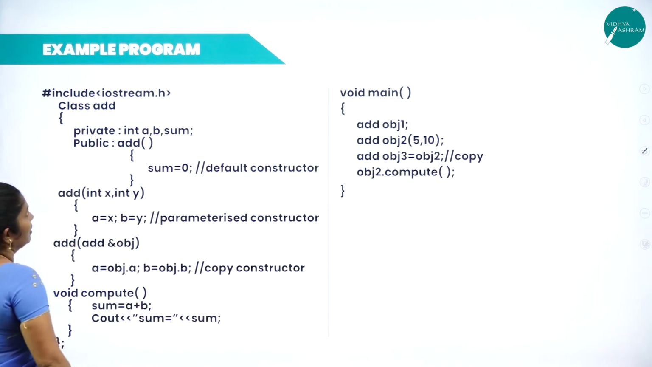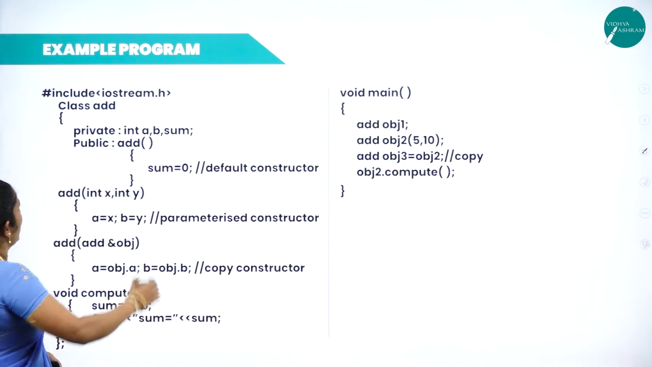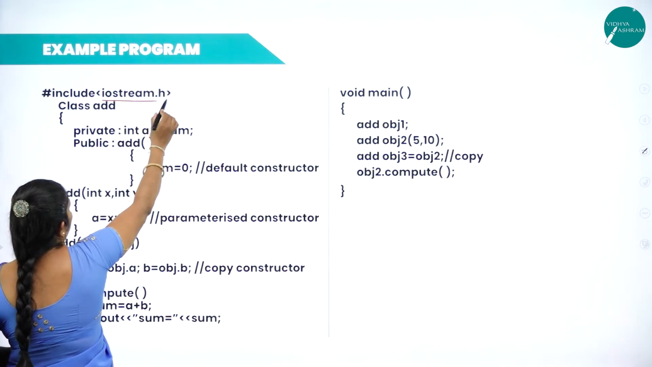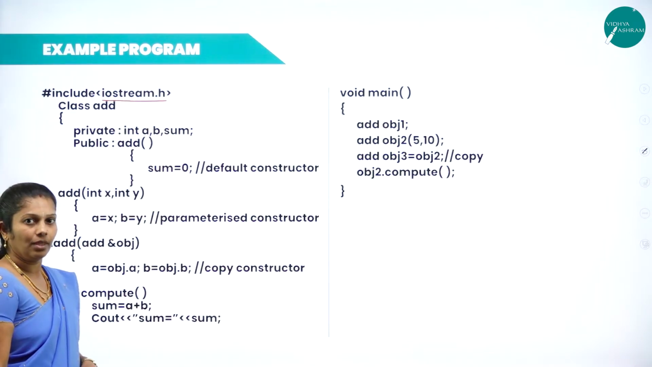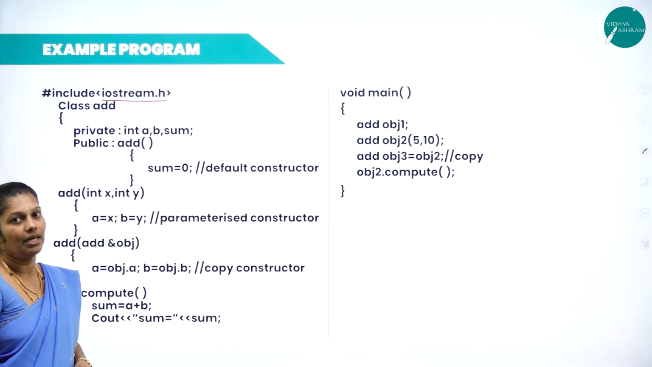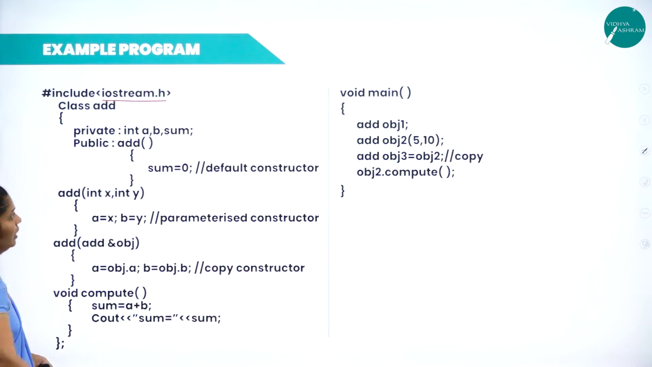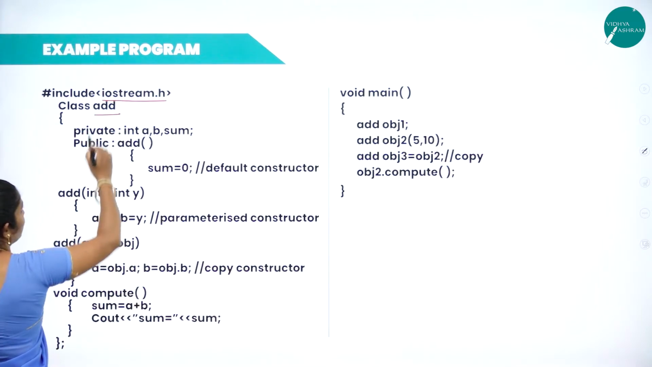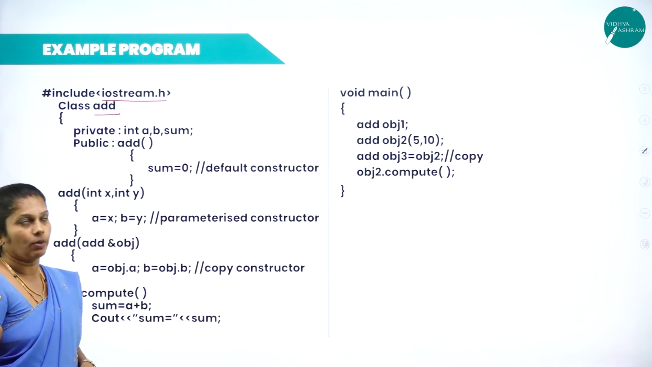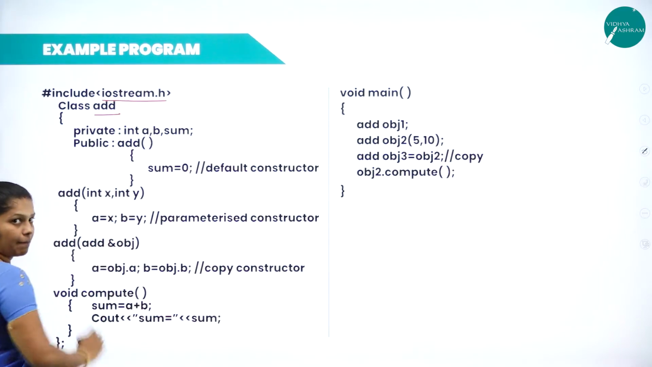Now we are starting the program. First, we include #include <iostream.h>. This is a supporting header file for cin as well as cout. Then, for example, I want to perform addition of 2 numbers. That's why here I gave the class name as add.